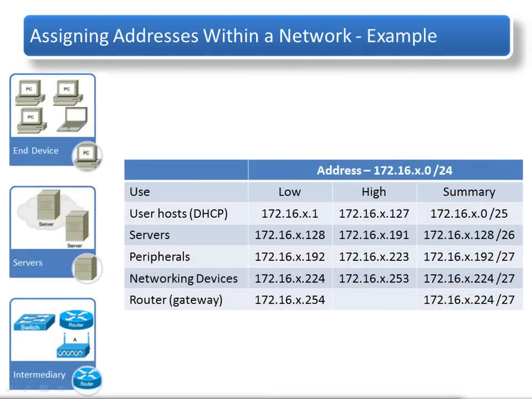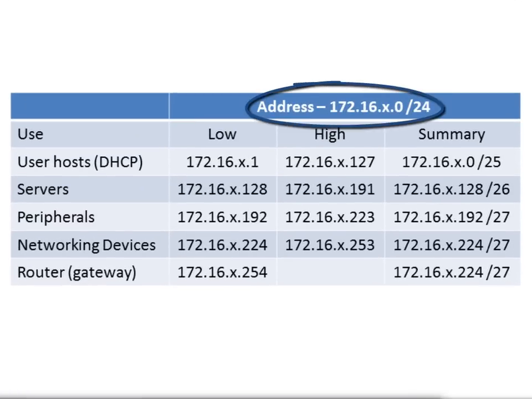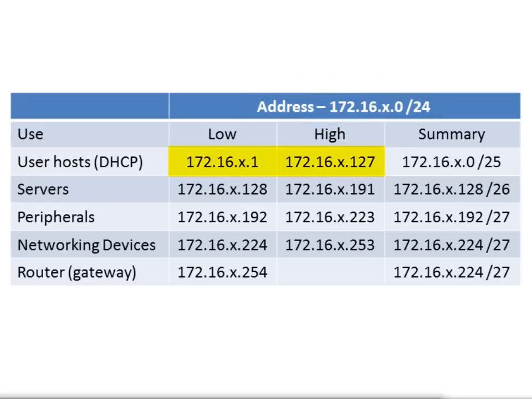In this example, we can see how a network administrator arranged their devices and assigned each group a block of IP addresses. They decided to group the devices into four groups: user hosts, servers, peripherals, and networking devices. Each of these device types is assigned to a group of addresses inside network 172.16.x.0. According to the network prefix, this network can handle 254 hosts. The first section contains 128 addresses. The next section contains half that, and the last two sections each can handle 32 hosts.